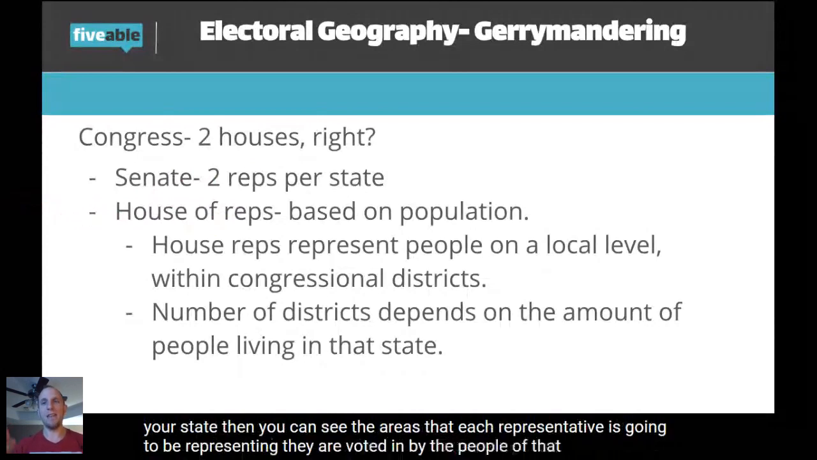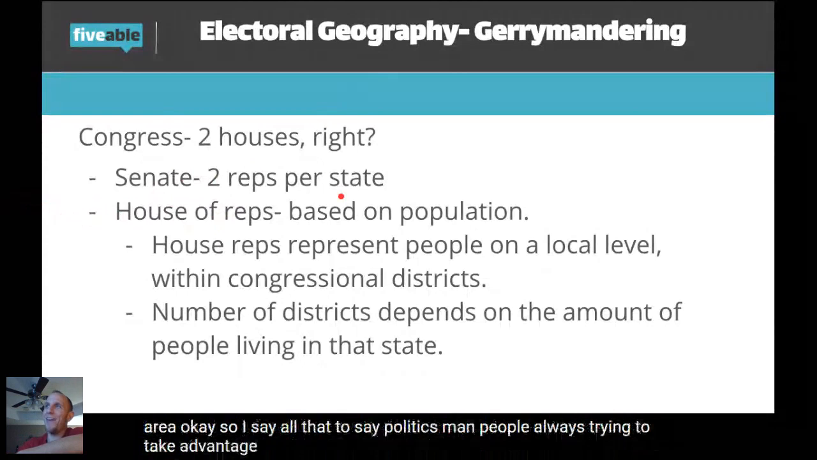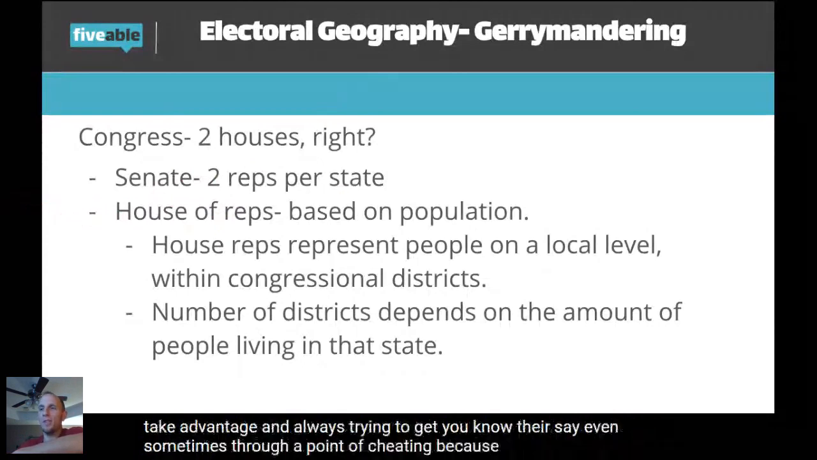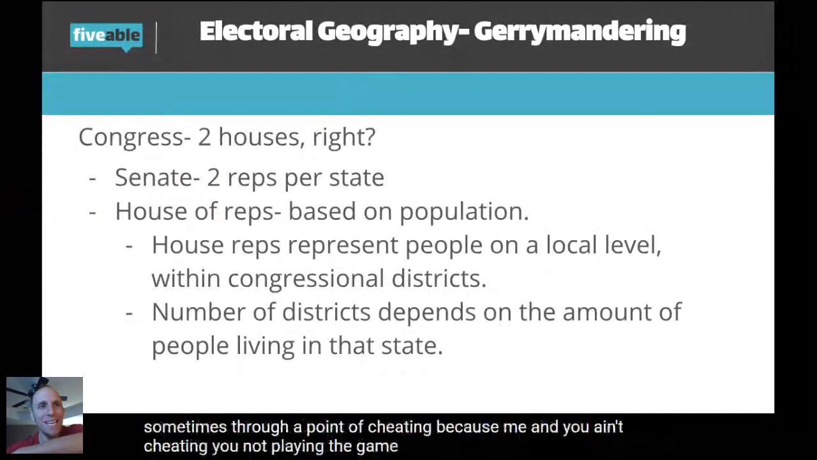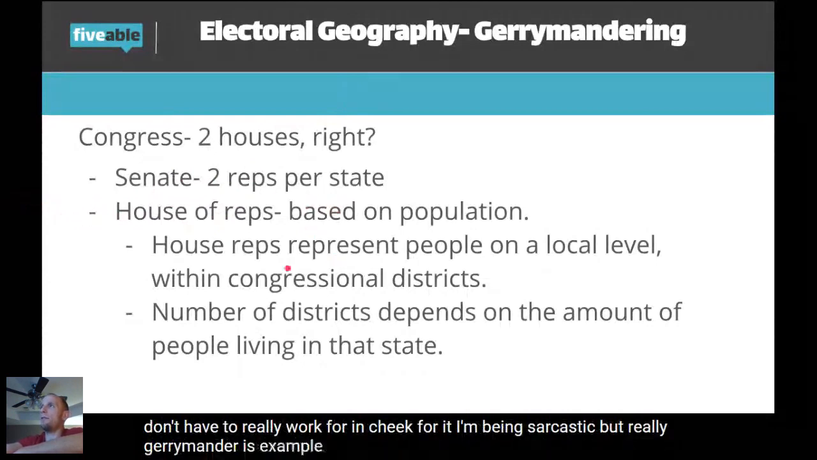And they are voted in by the people of that particular area. Okay, so I say all that to say, politics, man. People always trying to take advantage and always trying to get their say, even sometimes to the point of cheating, because, man, if you ain't cheating, you're not playing the game, right? No one's going to win if you don't have to really work for it and cheat for it. I'm being sarcastic, but really gerrymandering is an example of cheating if I ever saw it.